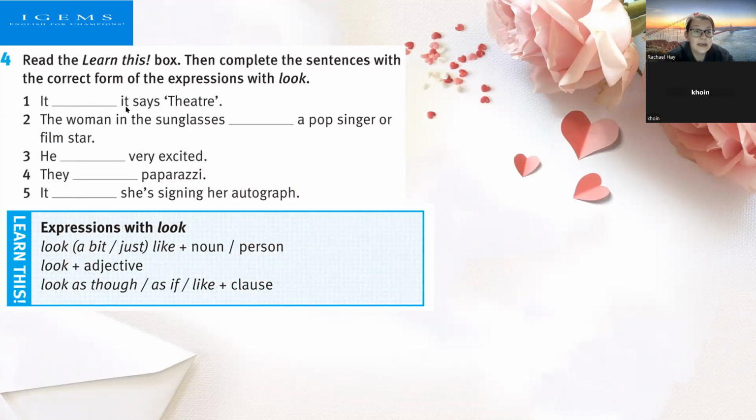So, it says threatening. What do you think goes here? It says threatening. Okay, but why are you using the word say? Because look here, we need to use the expressions with look. So look a bit, look just, look as though or as if or looks like. We have to use the word look.